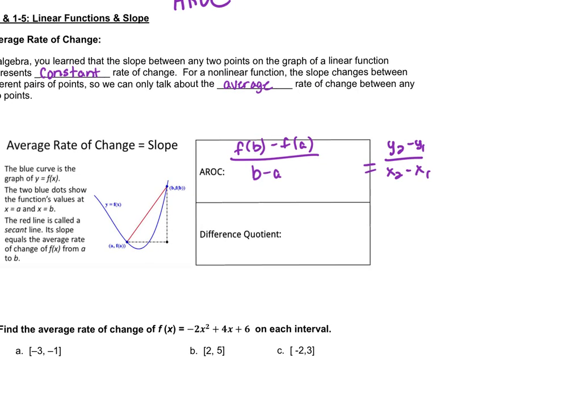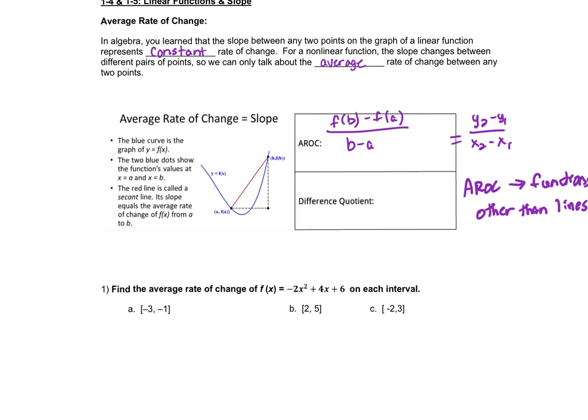So here's what I want you to think about. AROC is the term we use when we are looking at functions other than lines. We can't say we're finding the slope, because the slope would imply that we are looking at something that is constant. So we've got a different word that we're using to basically say we're talking about the same thing, okay?